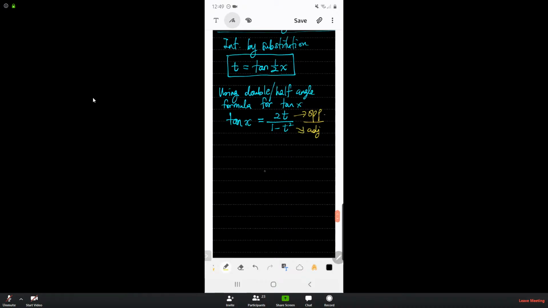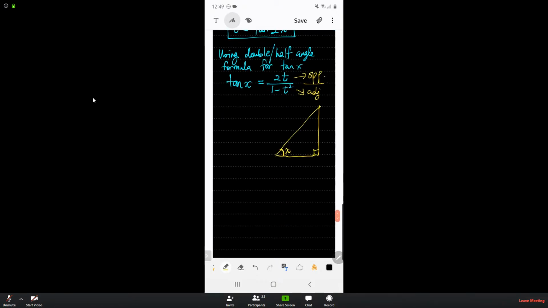Now suppose that I draw a triangle here, a right angle triangle, of course, and I call this angle x. So if this is angle x, then the opposite side is 2t. The adjacent side is 1 minus t squared. Now the question is, what is this hypotenuse? So let's say now I call this hypotenuse h. So what is the h in this case?